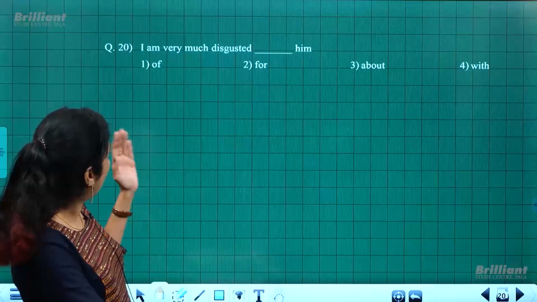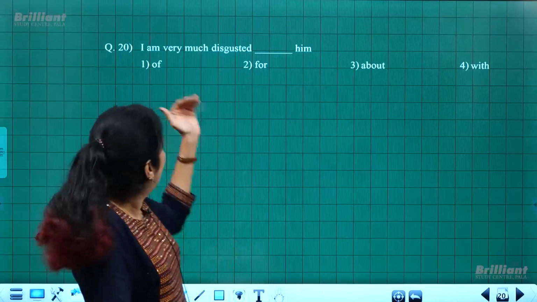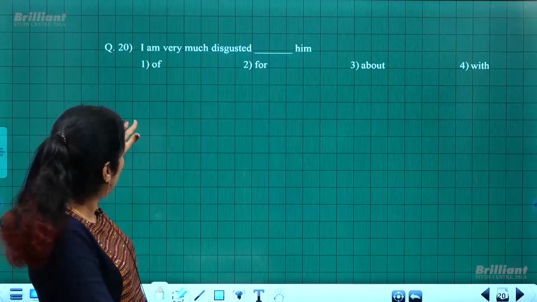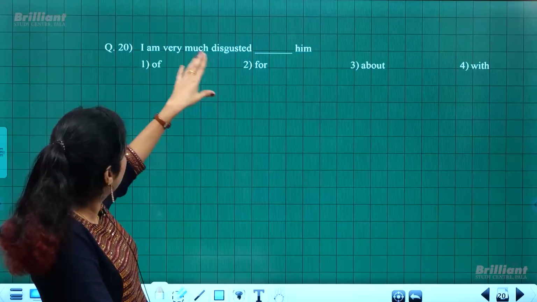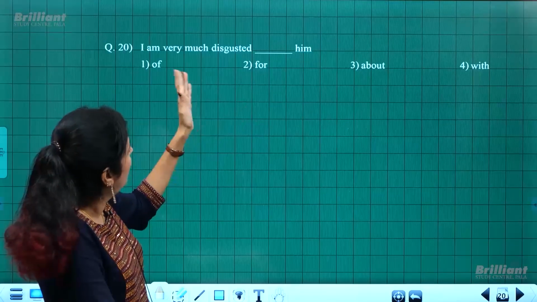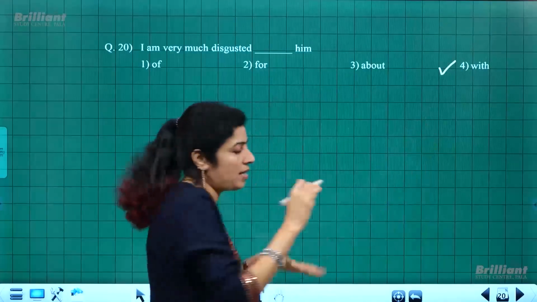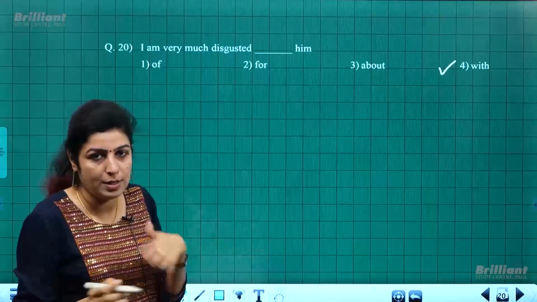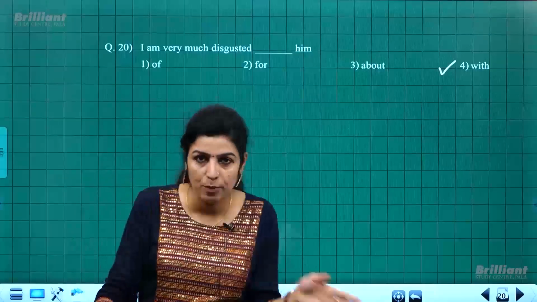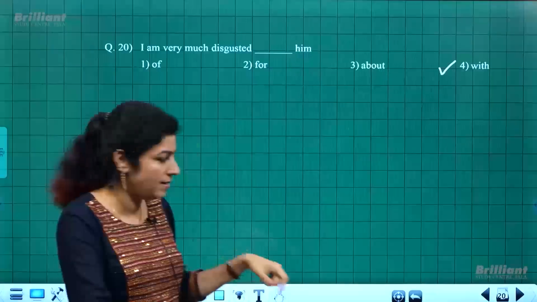Then, I am very much disgusted dash. See, check all the possible options. I am very much disgusted of him? No. For him, about him? It's with him. I'm disgusted with that fellow. That is how we say. I'm totally fed up with that fellow. So in that sense, this particular sentence is used.